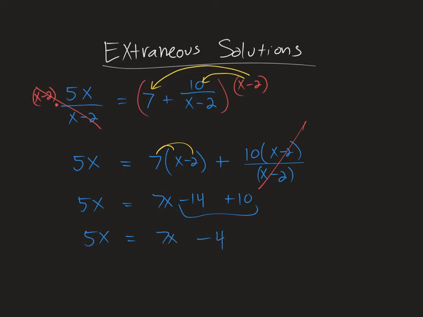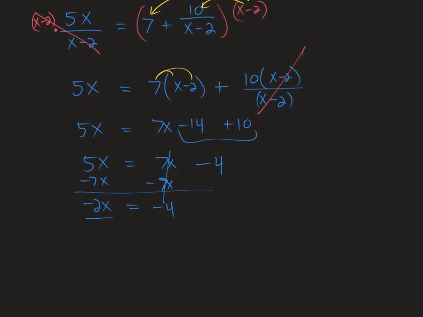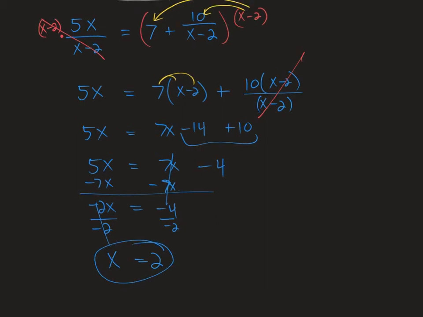We're solving for x, so I guess I'll subtract 7x from both sides. So I'm left with negative 2x equals, the 7s cancel out, negative 4. And then, leaving myself more space, divide by negative 2, divide by negative 2, negative and negative is positive, so x equals 2. So we only got one solution, and that's okay too.